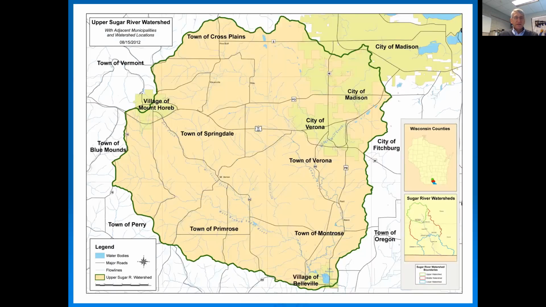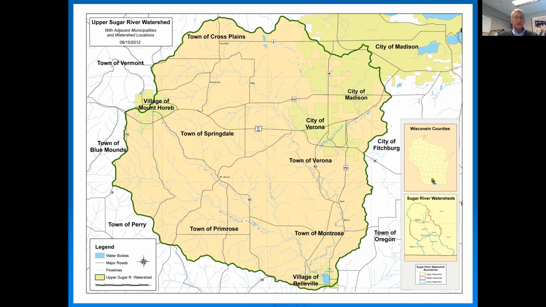Our own little watershed is the Upper Sugar River watershed, roughly from Madison to Mount Horeb, and then south down to Belleville and up to a little bit of Cross Plains, about 175 square miles. Sugar River is the primary branch. We've got the Badger Mill Creek, which runs through the city of Verona, and the west branch of the Sugar River, which are major tributaries.